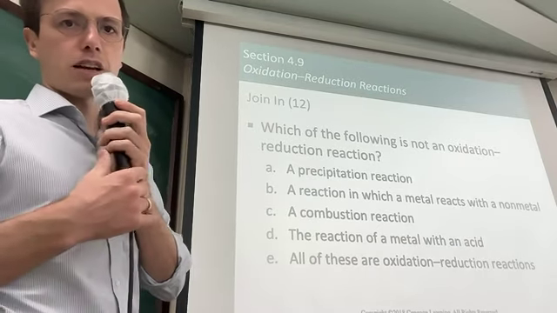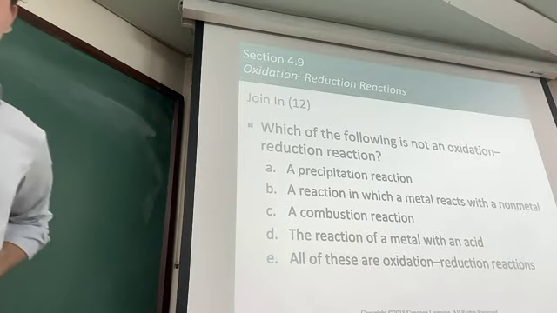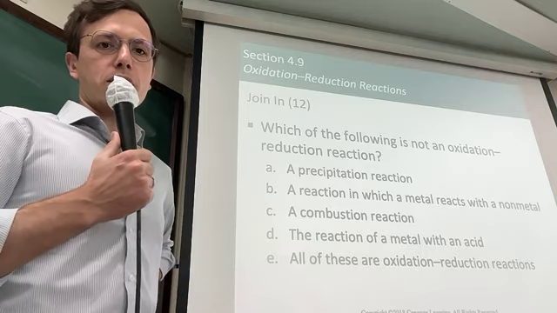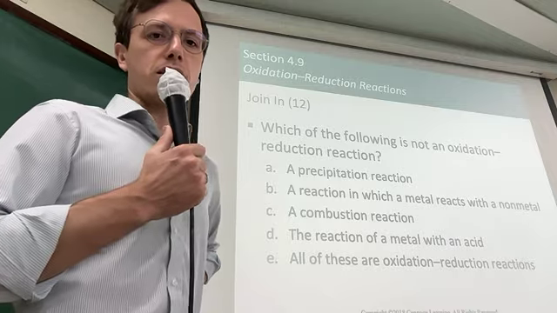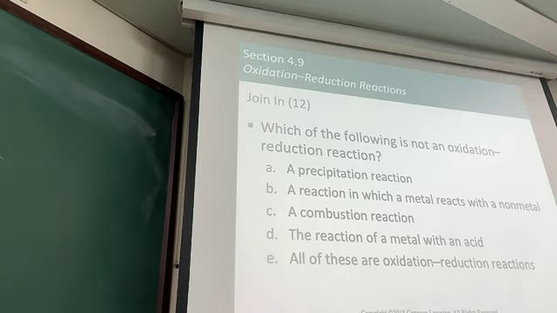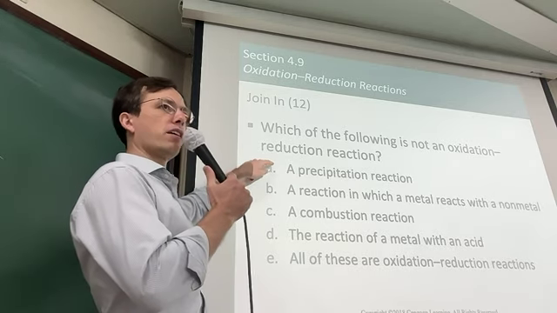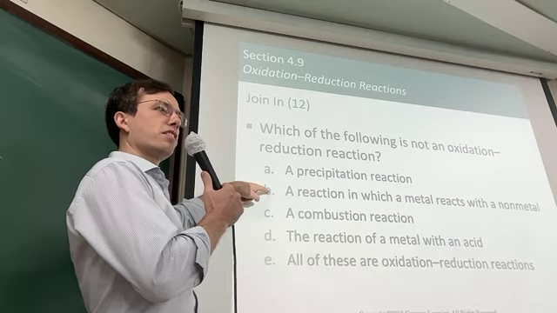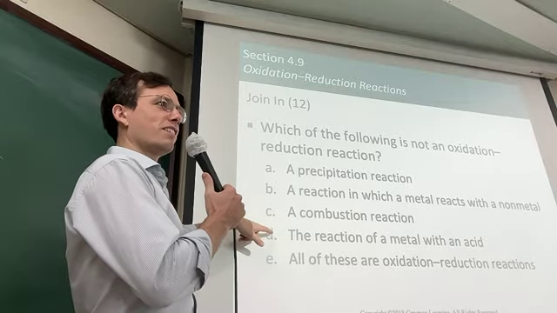Which of the following is not an oxidation reduction reaction? A, a precipitation reaction. B, a reaction in which a metal reacts with a non-metal. C, a combustion reaction. D, a reaction of a metal with an acid. E, all of them are oxidation reduction reactions. Okay, who thinks A, B, C, D, E?